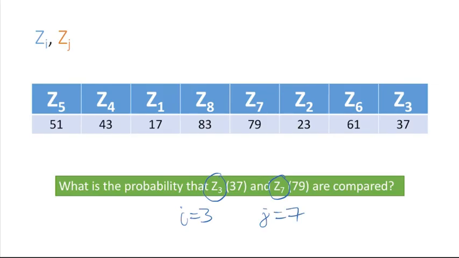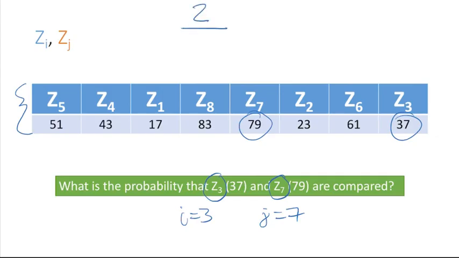What's the probability that z3 and z7 get compared? I'm specifically asking for this array here. So what's the probability that we compare 37 with 79? What's the probability that we compare those two values? Well, like I said, we only compare them if we select those two values. So if I select 37, so z3, then they get compared, or if I select 79, so z7, they get compared. So that's two values.